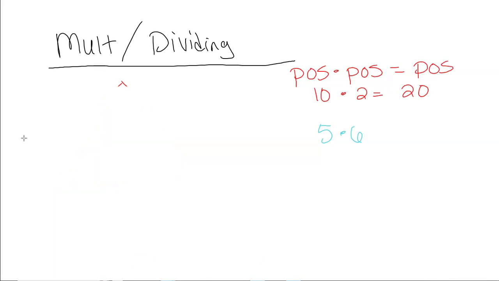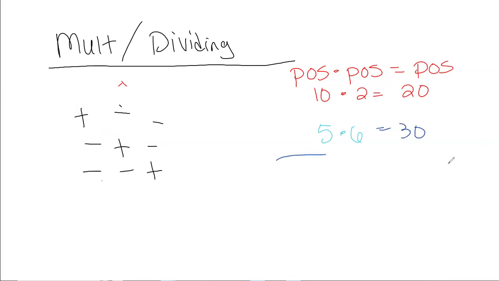Let's play tic-tac-toe. You put positives down the diagonal and negatives everywhere else. There we go. Okay, so for that blue example, you have positive times positive. So positive, positive, the answer is positive. So the answer is 30, leave it positive. Okay? All right. I remember the triangle being cute, but it's not coming to my mind, sorry.